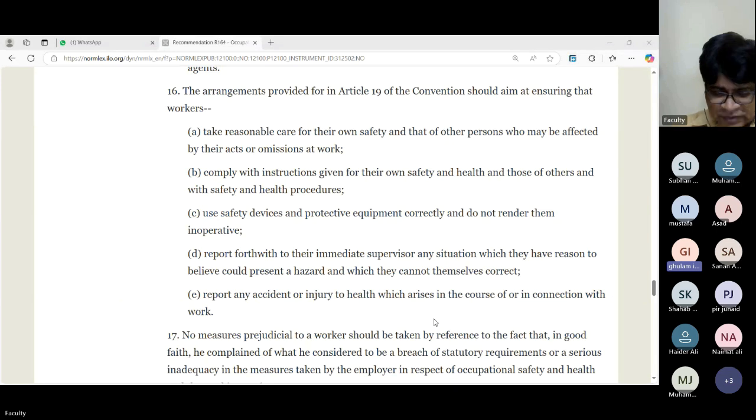Yes, sir. It means that convention is laws from government and recommendation is the guideline, how the project is performed. Correct. Correct.